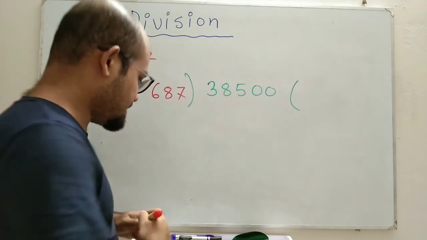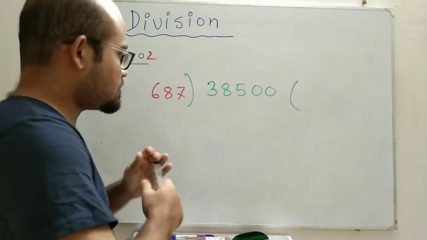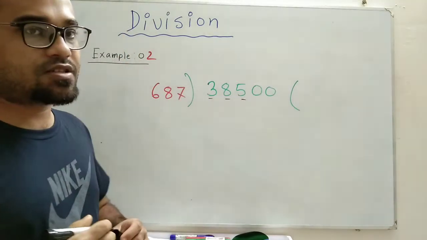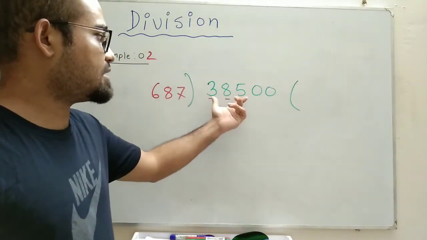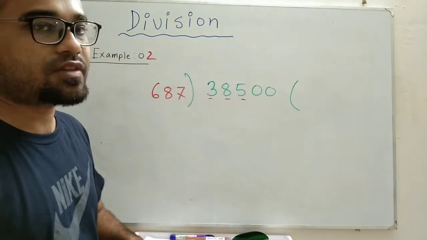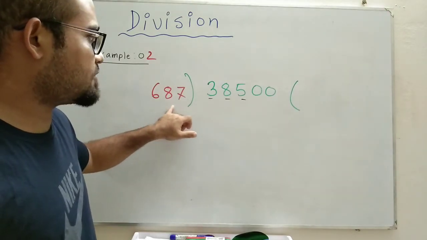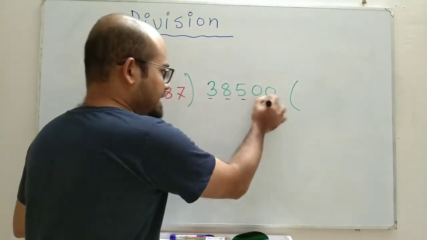Now since our divisor consists of 3 digits, how many digits? 3 digits. So I will pick up the first 3 digits of the dividend starting from the left. So what number do I get? I get 385. Now 385 is actually less than 687. So we are allowed to pick another digit.